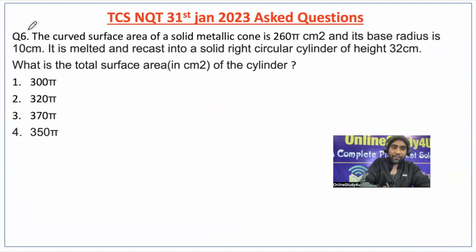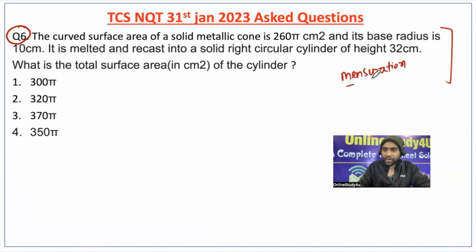Now question number 5. Question number 5 is going to be very, very important. This is a mensuration question, and I would like to say this is a very good question because proper basic understanding is required for this question. The curved surface area of a solid metallic cone is 265. How does the cone look?